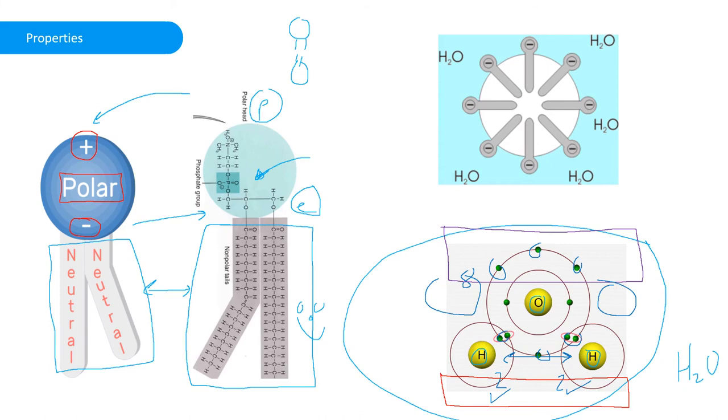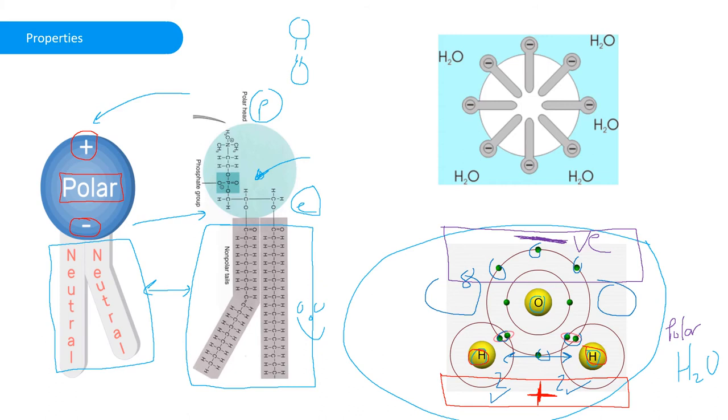Because there are only protons here in the nucleus, there's no electrons on the outer shell, and this becomes a positive area of water. And on the other side of the water molecule, where the oxygen is, this becomes a negative area of water. And so what we can say is that water is a polar molecule. Just like the phospholipid, it's a polar molecule which has a positive end, a negative end of the phosphate head, and a neutral end of the tails.